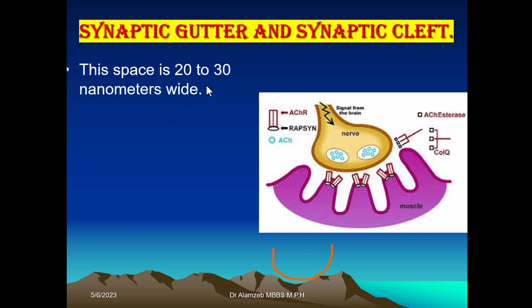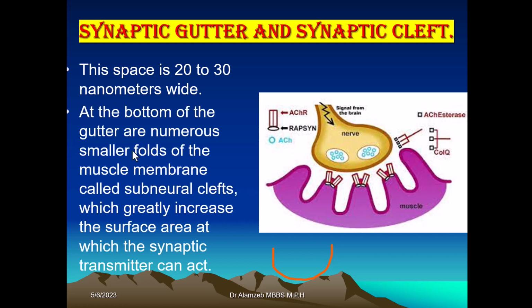This space is 20 to 30 nanometers wide. The space between the neuron terminal and the membrane is 20 to 30 nanometers wide. At the bottom of the gutter are numerous small pores of the muscle membrane called subneural clefts, which greatly increase the surface area at which the synaptic transmitter can act.